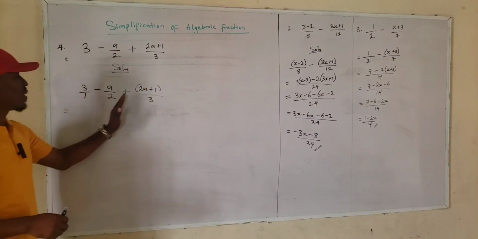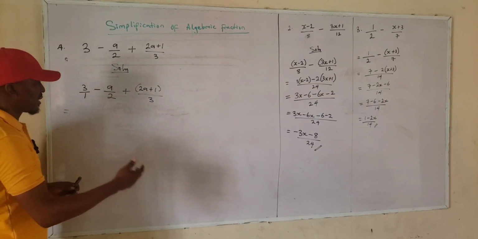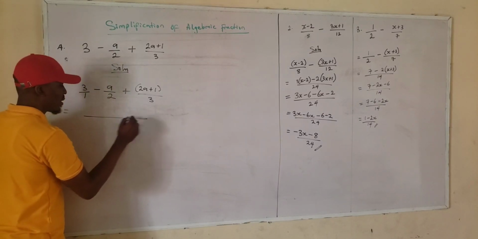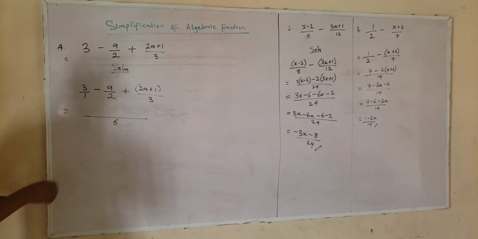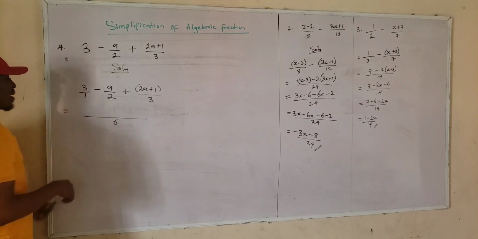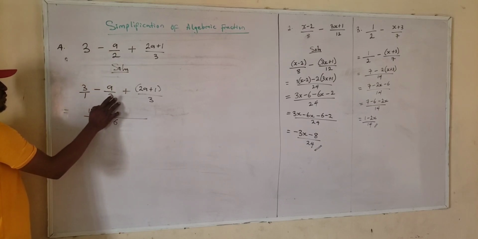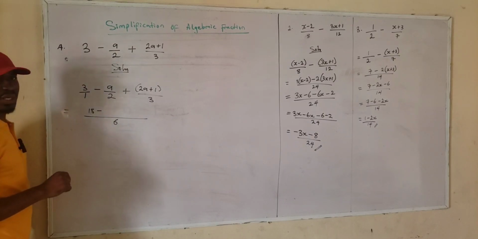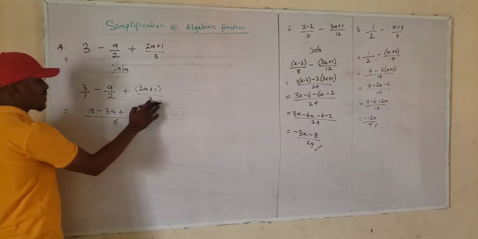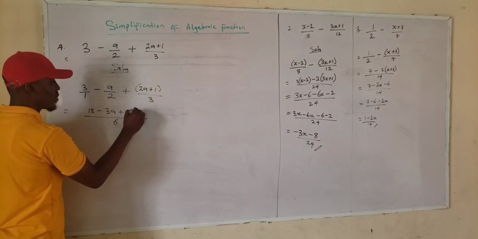LCM of 1, 2, and 3. From our previous video, we can say that the LCM is 6, okay? Because when you find the LCM of 1, 2, and 3, it will give you 6. So that will give me my 6. So if you have your 6 divided by 1, that will give you 6. 6 times 3, that will give you 18 minus 6 divided by 2. 6 divided by 2, that will give you 3. 3 times a will give you 3a plus 6 divided by 3, that will give you 2. 2 times the bracket, that will give you 2 into the bracket.